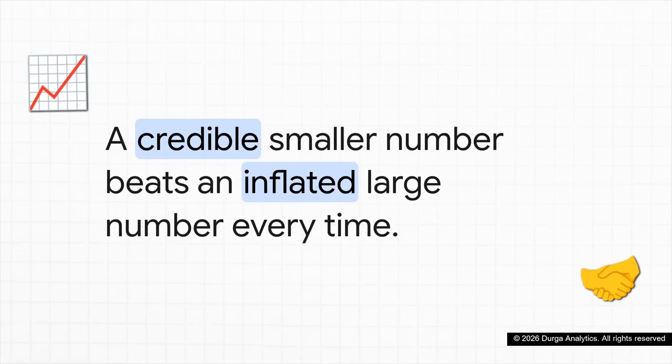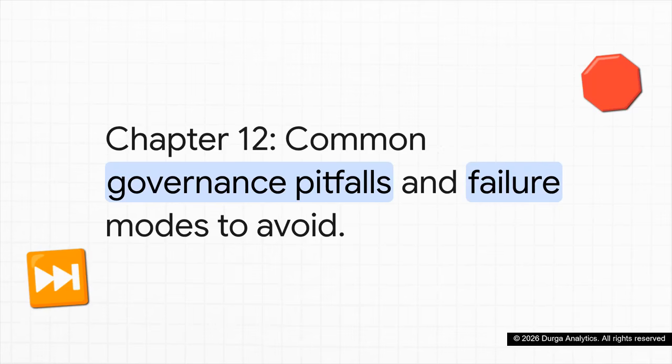A credible, smaller number based on reality beats an inflated, incredible large number based on promises every single time. That, my friends, is how you get your program fully funded. So, ask yourself this. If you had to present your data governance business case to your CFO tomorrow morning, are you selling a phantom $100 million fine, or are you selling the actual hours your team is bleeding right now? Think about that.